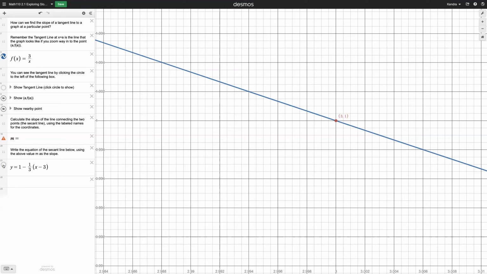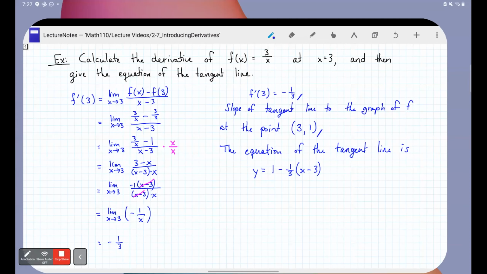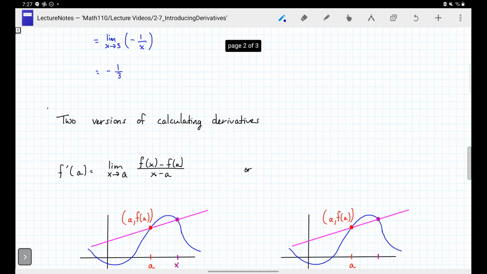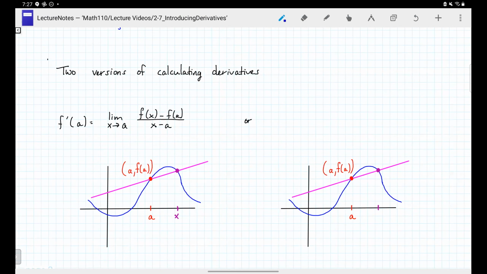Now I want to go back to the notebook, and I want to point out there are actually two common versions of calculating derivatives. This is the one that we have seen already, where f prime of a is the limit as x approaches a of f of x minus f of a divided by x minus a. The idea is we take some nearby point with input value x, and I'm looking at this point x comma f of x, and our point of interest is a comma f of a.